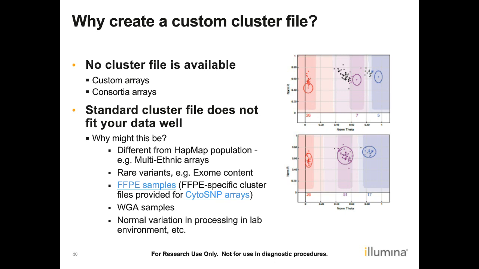Another reason is if your normal variation in processing is different from what Illumina has used in their own laboratories. Every laboratory has potential differences in how things are done: temperature calibrations of the equipment, volume calibrations of the equipment. So you could try to use Illumina's clustering and cluster files, but it might be that there are enough differences in your processing that the cluster positions that we've calculated on our samples may not match yours as well as you'd like. So for all these reasons, you may want to consider creating a custom cluster file.